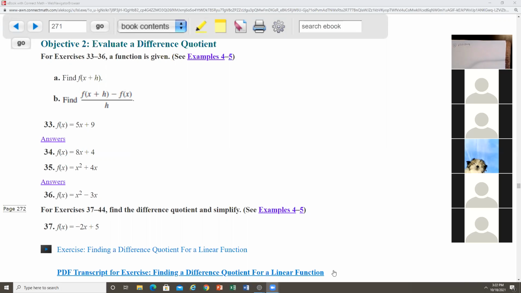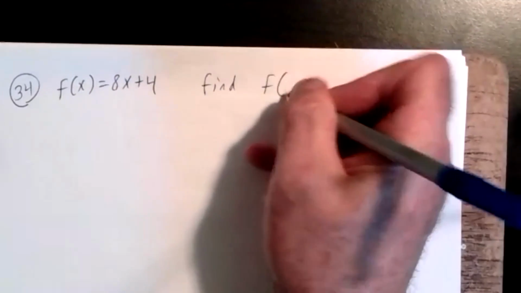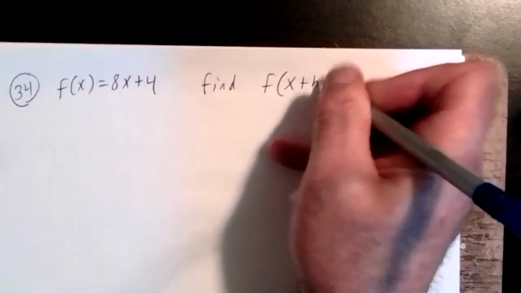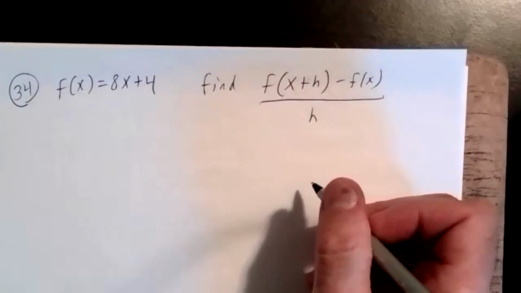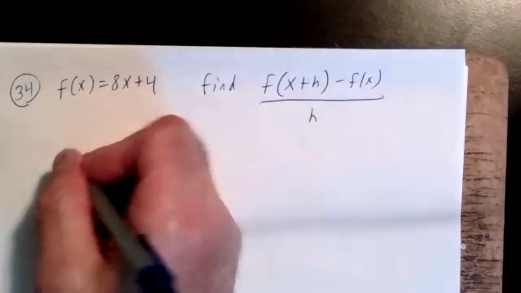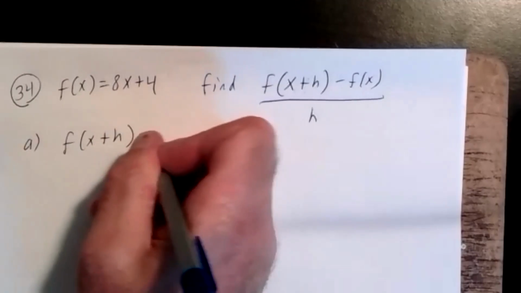Given that linear function, they want us to find the difference quotient for it, which is f of x plus h minus f of x, divided by h. So first of all, you might want to find f of x plus h. And in fact, for part A of this question, they have you do that separately anyways.